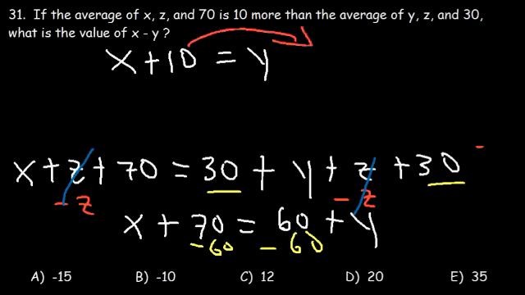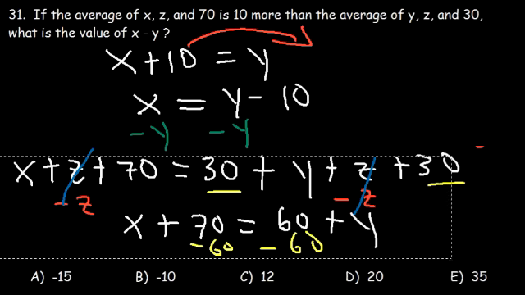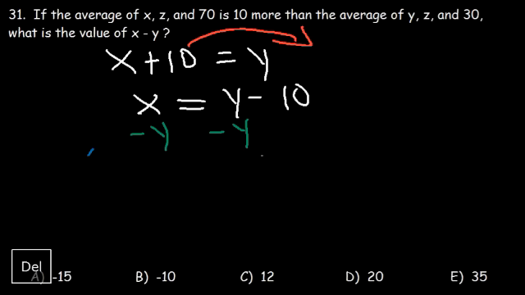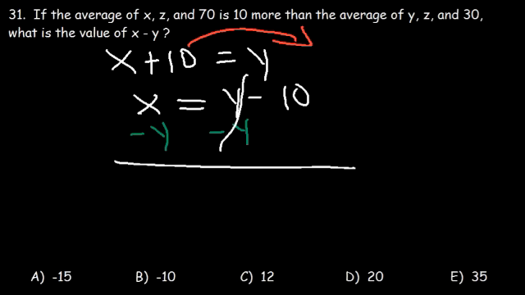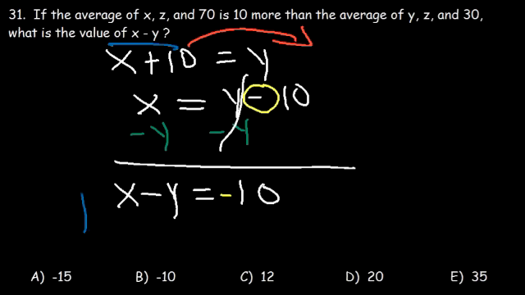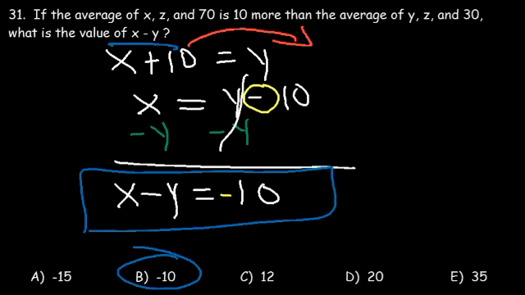Let's move the 10 back to this side. So x equals y minus 10. And now let's subtract both sides by y. So then what we now have is x minus y is equal to 10. Well, negative 10. We can't forget about this negative sign. And so that's it. That is the value of x minus y. So B is the right answer for this problem.